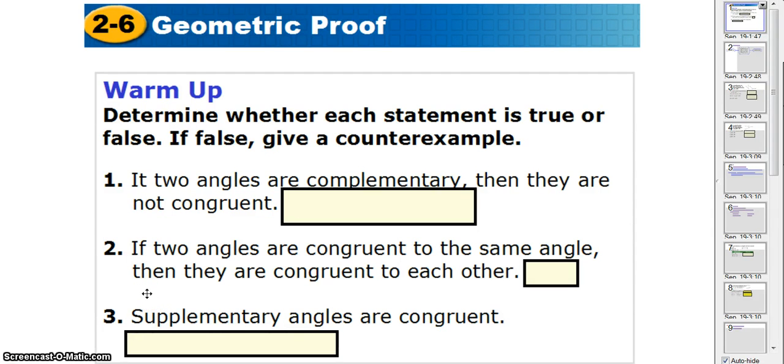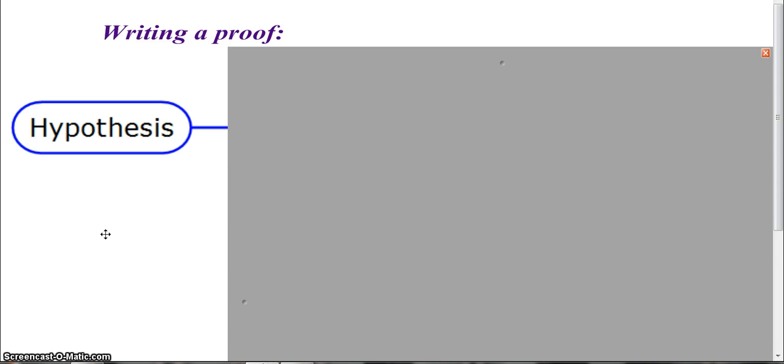2-6 geometric proof. Pause the video and try this warm-up. 2-6 geometric proof. So we're going to focus on writing a geometric proof today.